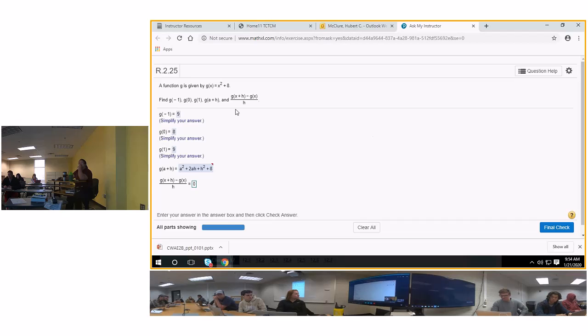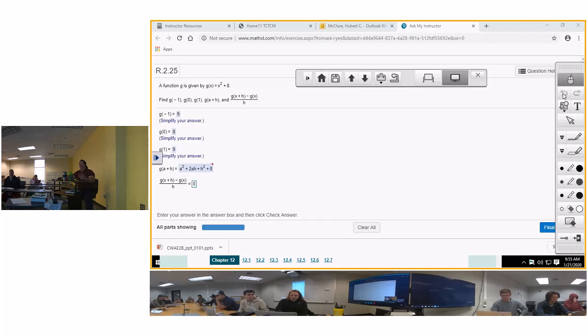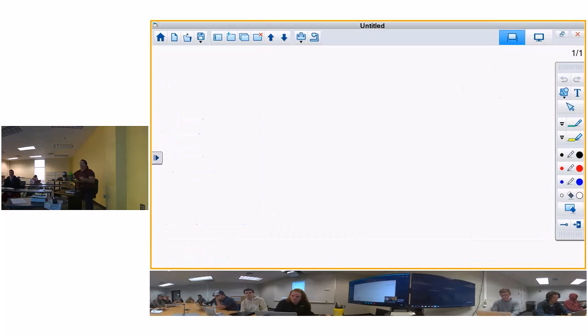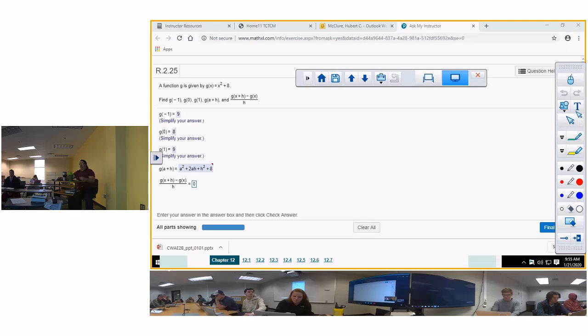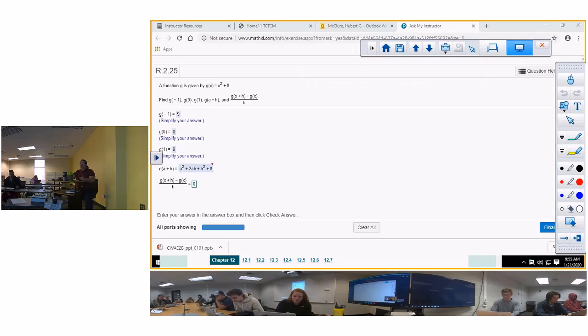All right, so here we go. It says the function is given by g of x is equal to x squared plus a. They want you to find -1, 0, 1, a plus h, and then plug it into the difference quotient. Now, I'm going to change this to f of x, because I don't deal with g of x and all that, because it's just another way of writing. So I'm going to take this right here. Y'all go ahead and write it down.